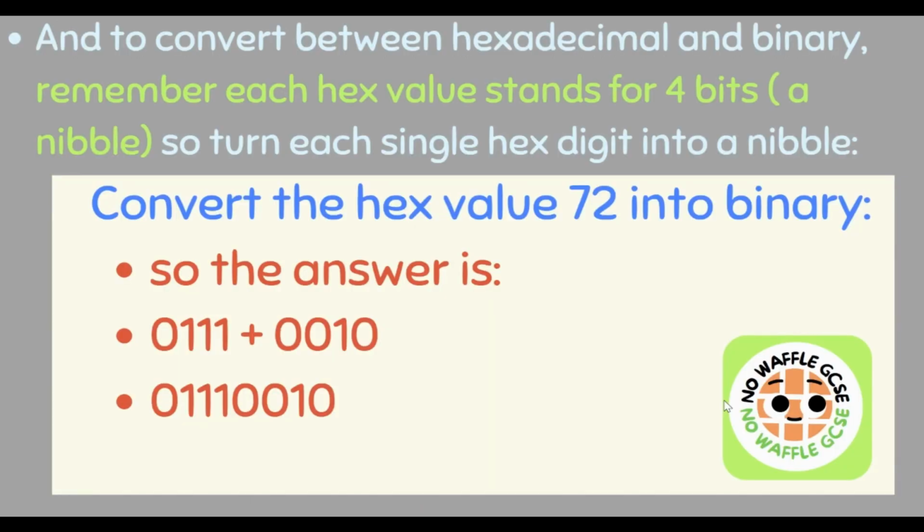Then what you're going to do to convert it between hexadecimal and binary is that you're going to then concatenate both of them together, which means just bring them together. So you've got the 7, you've got the 2, you just make it one big long binary string, and that will be your answer.